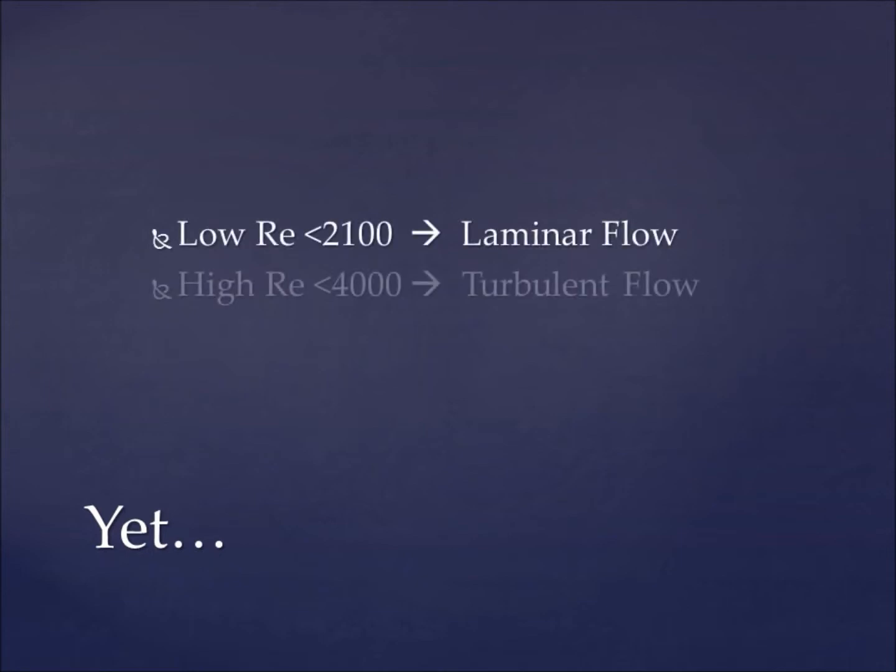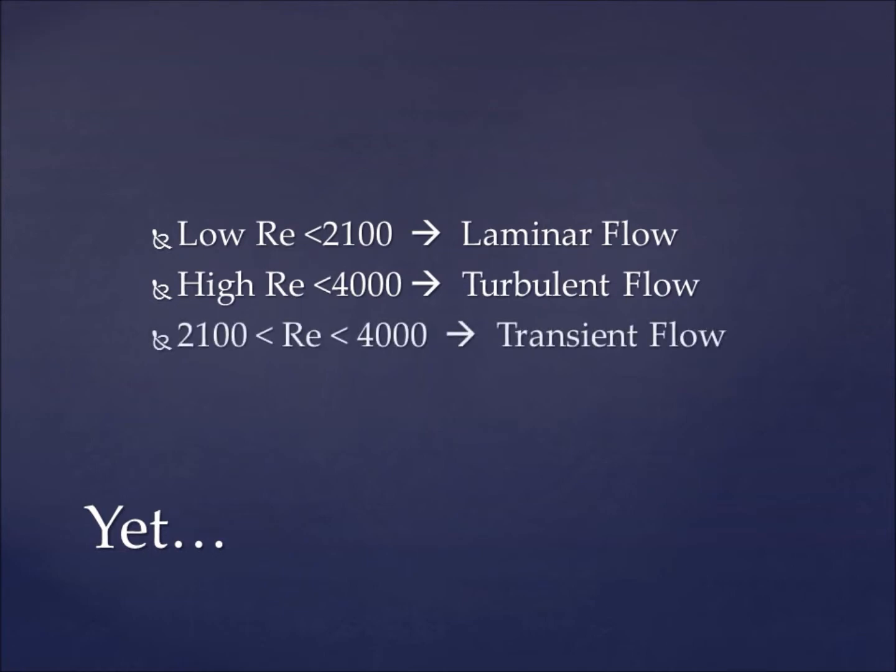Yet, what is most important to note is that the number calculated, despite what equation was used, will in the end describe the flow of the fluid by the same criteria. A value of 2100 or less describes a laminar flow, while a value greater than 4000 describes a turbulent flow. Anything in between these two values is described as a transient flow, where it is both laminar and turbulent.